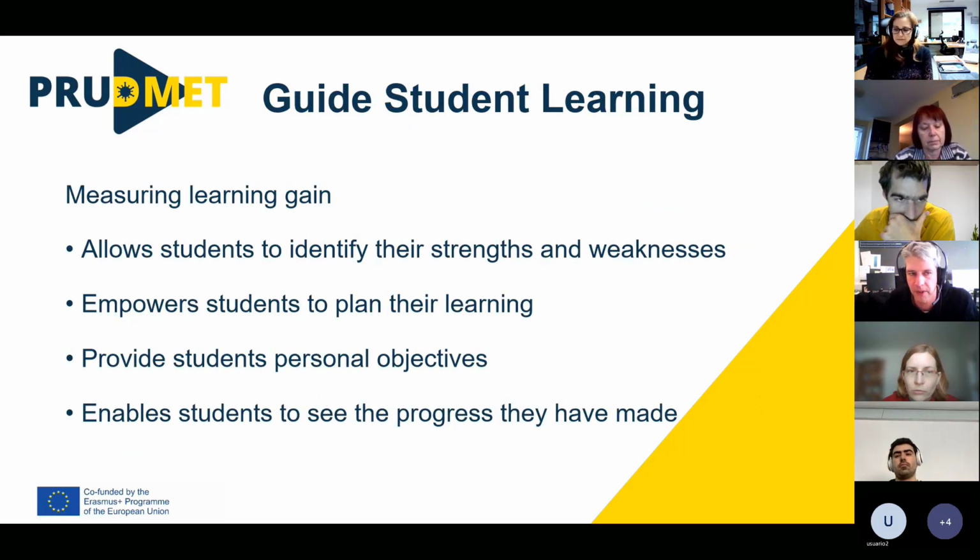So why do we want to measure learning gain? First of all, let's start with students. It helps us guide student learning. It helps students identify their strengths and weaknesses, and it allows people on the back of that to determine what their plan for learning should be. And so it personalizes learning very much for them.